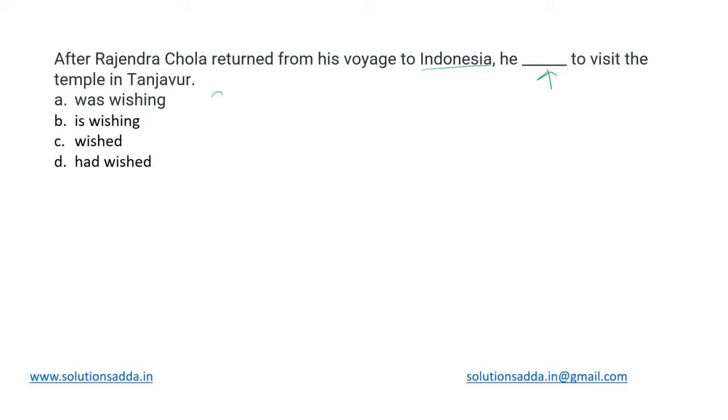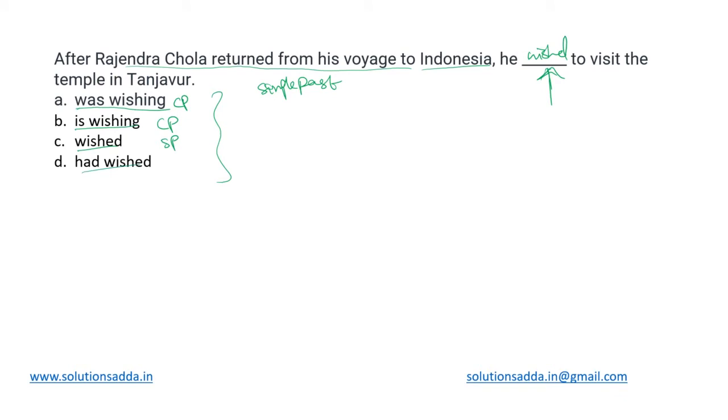Now, as it can be seen from the options that they are about the tenses, and the main clause, after Rajendra Chola returned from his voyage, is suggesting the usage of simple past tense. So the option which we'll be putting over here also needs to be in the form of simple past tense itself. And it can be seen that option A, was wishing, is the past continuous tense. Option B is present continuous tense. And option C is the simple past tense, which can be put over here, wished.